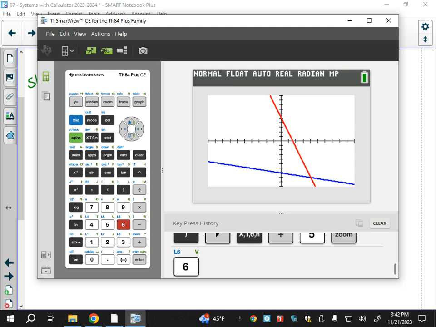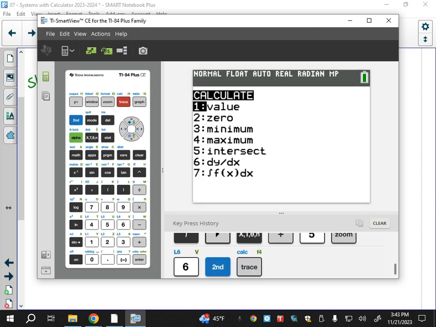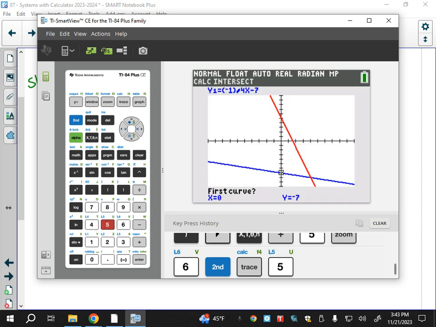Now we're going to be looking for that point of intersection. To calculate the point of intersection, we're going to use the calc feature, which is in blue above trace. So we're going to push second trace. Now we're looking for the point of intersection of 2 lines. So I'm going to use intersect, so I can just push the number 5.